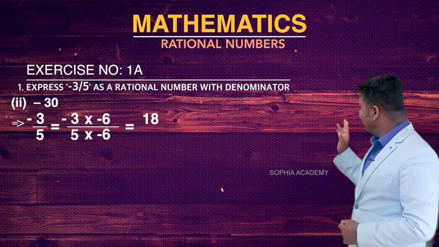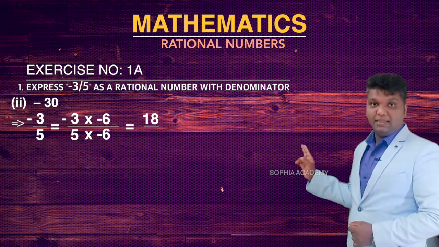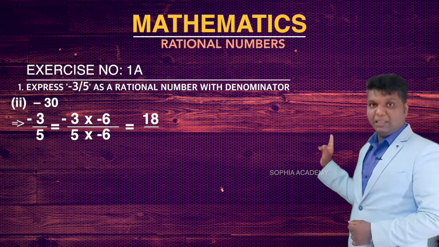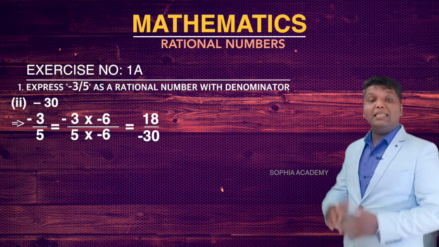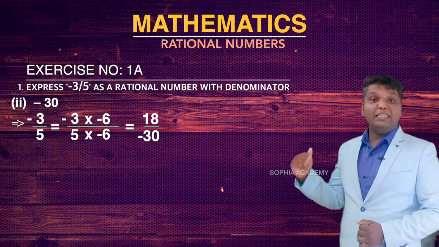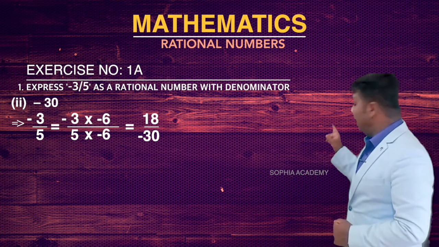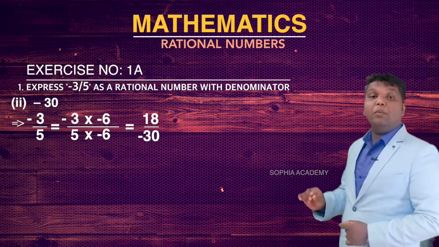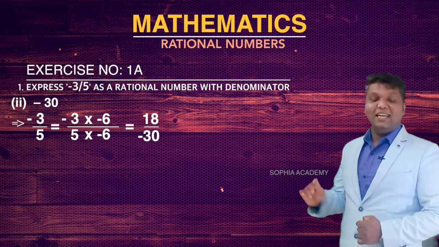So you will get 18 divided by, what about the denominator? 5 into minus 6. Minus into plus, it is minus itself. 5 into 6, it is 30. So minus 30. Finally you will get 18 by minus 30. Okay, you got 18 by minus 30. What was the question? You have to make this as another rational number with the denominator minus 30. Now check the denominator. Is it minus 30? Yes, it is. So this is all.